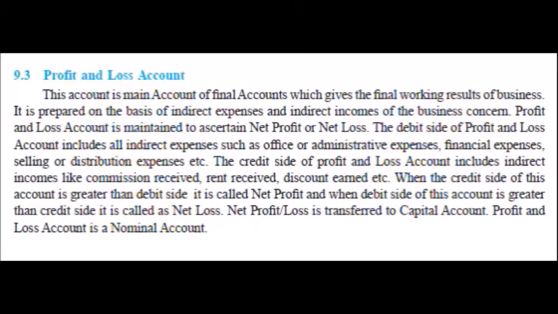Hi students, in the last video we saw the format of the trading account and adjustments, and which entries come on the debit side and credit side of the trading account, and we solved a problem. So now I'll go through the profit and loss account.